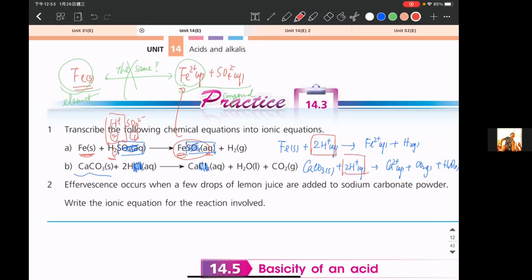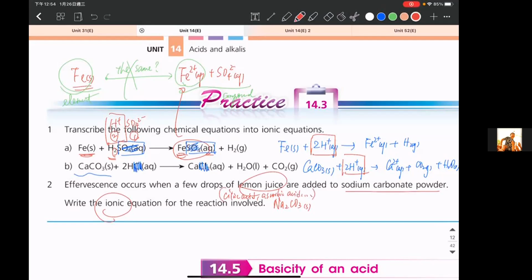Okay. How about question 2? Effervescence occurs when a few drops of lemon juice are added to sodium carbonate powder. Write down the equation for the reaction involved. So again, sodium carbonate powder, ionic equation. Whatever acid it is, lemon juice, we have got so many acids. One of them is citric acid, ascorbic acid, etc.